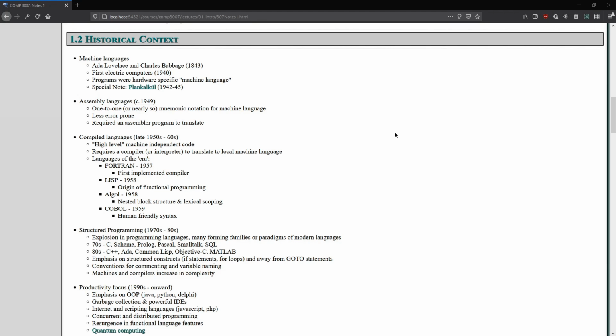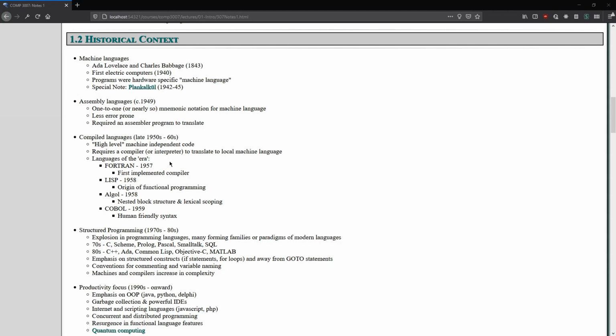So compilers were still specific to a given machine, but they could handle the same language over various different machines. Okay, so they'd essentially take one language and translate it down to the specific machine instructions for whichever machine they were installed on.